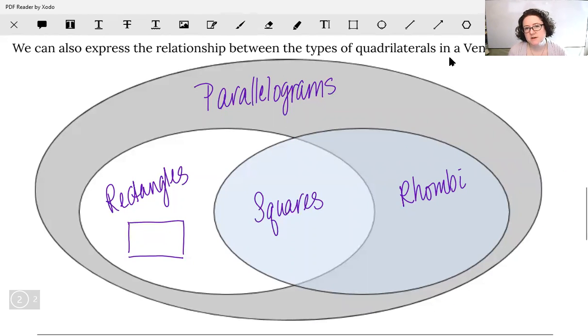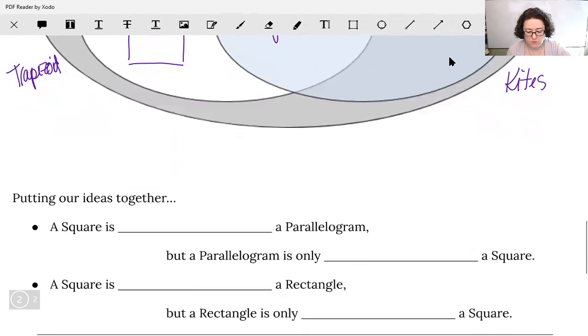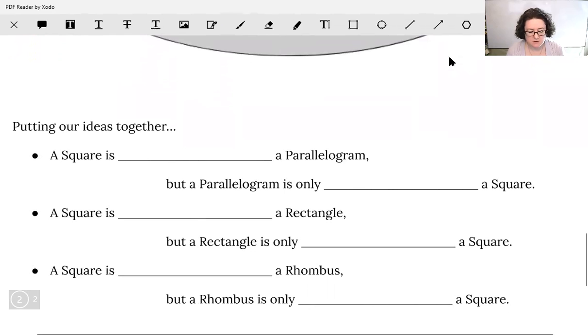And so if we want to actually kind of connect the other figures, we could have trapezoids off to the side, and we could have kites off to the side. And again, I don't have those in the same group as parallelogram. They're still quadrilaterals, but they don't have any of the main biggest properties of parallelograms that they need. Okay, so how can we put these ideas together?